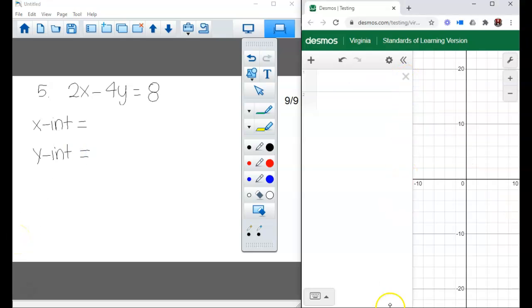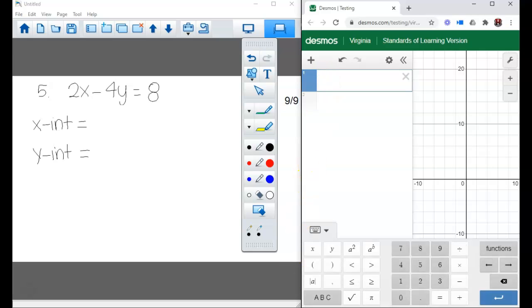Hit the X to clear out your line. Tap in that first box. 2x minus 4y equals 8. Now it looks better. Notice the keyboard down here that we're using has everything on it you need. It has your X, your Y, your equal sign, and all your numbers, so you're able to type these in very easily.